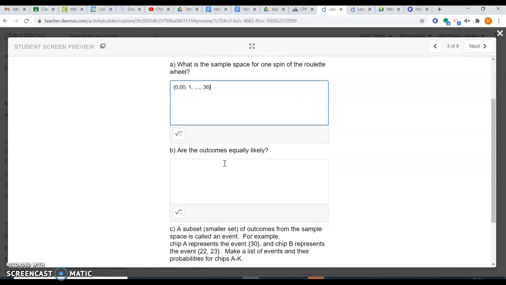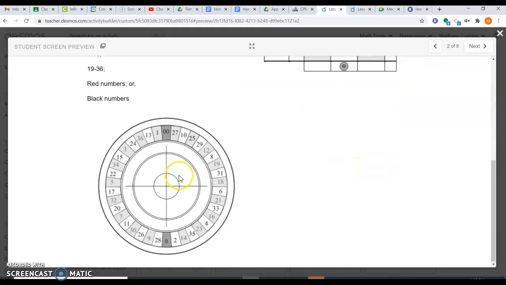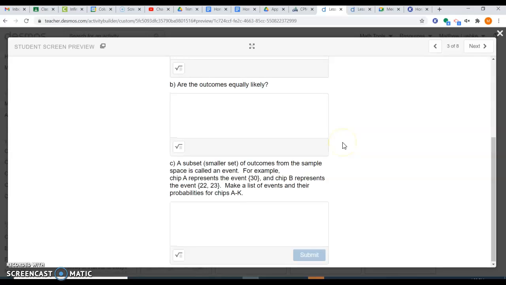Are all the outcomes equally likely? Does it mean every number has an equal chance to be landed on? And the answer is yes, because we're spinning it in this wheel, and they're all spaced out the same, it could land on any of those numbers, an equally likely chance that that happens. Okay, now on this one here, I'm just going to give you a couple.